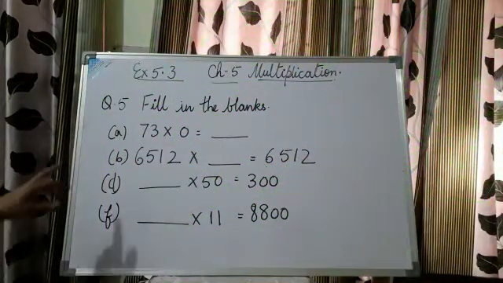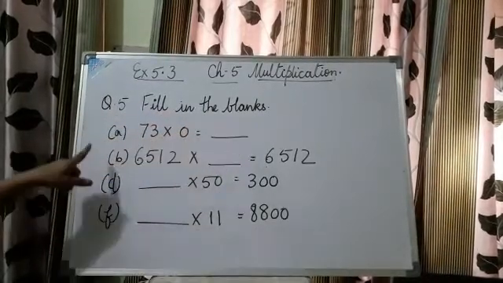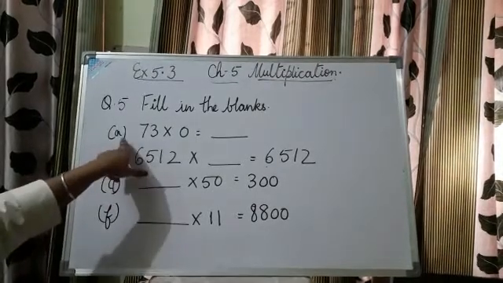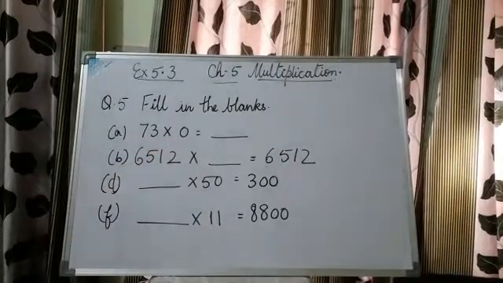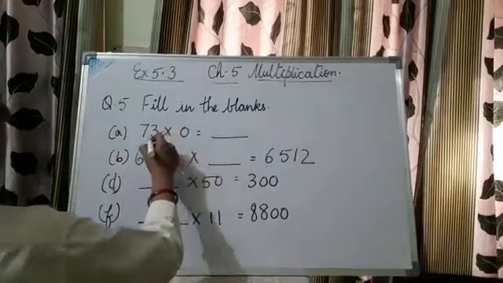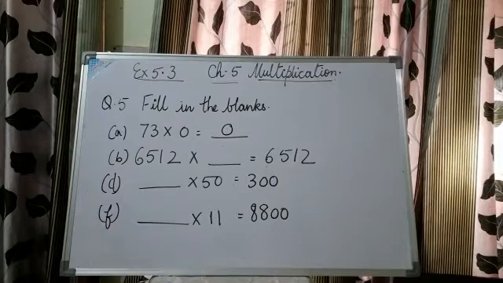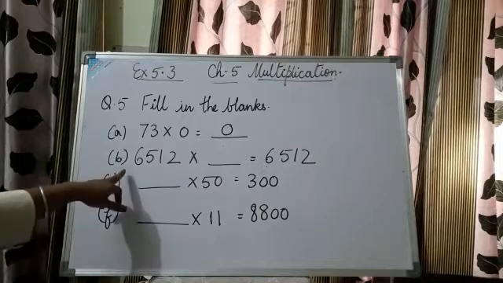Students, coming to the last question of this exercise, question number 5, fill in the blanks. Here, these blanks are all based on the facts that we learned in the beginning, facts of multiplication or the rules of multiplication. That is, the first blank says here 73 when multiplied with 0. Here we are going to apply multiplying any number by 0. When we multiply any number by 0, the product will always be 0, which means any number multiplied with 0 will give you 0.